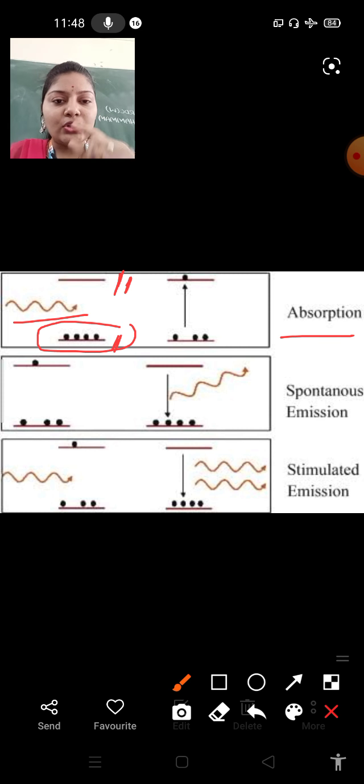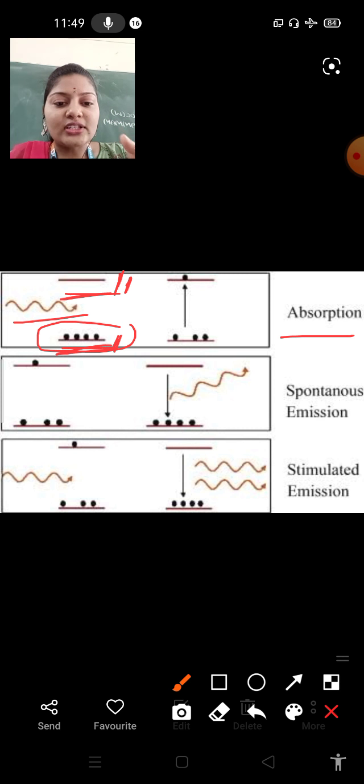Whenever you give some amount of energy to the ground state atoms, they simply move to the next state of energy. That state of energy is called the excited state. This is the ground state, and this is the excited state. So whenever we give some energy to the atoms in the ground state, they are excited to the next higher energy level, which we call the excited state.